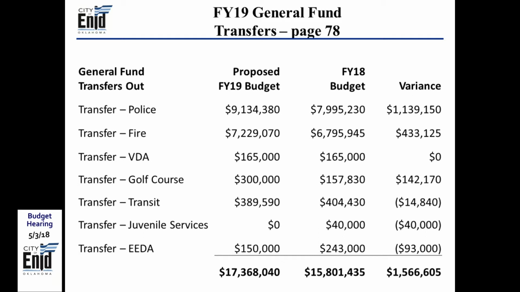And so there was a decrease. We paid out one to Academy this last year that will not be in next year's budget. So that decreased $93,000.